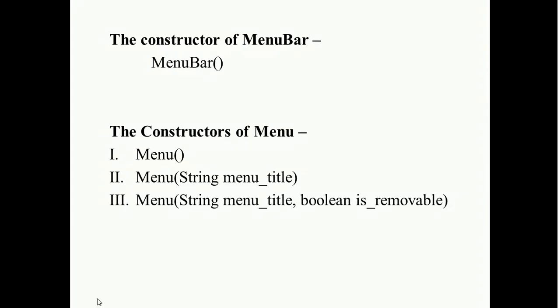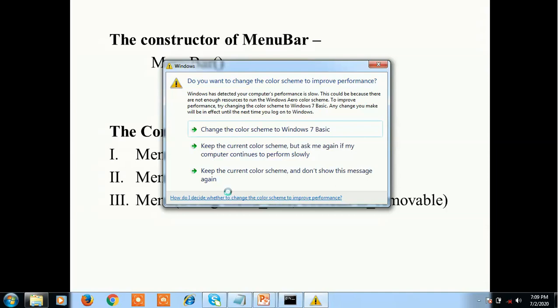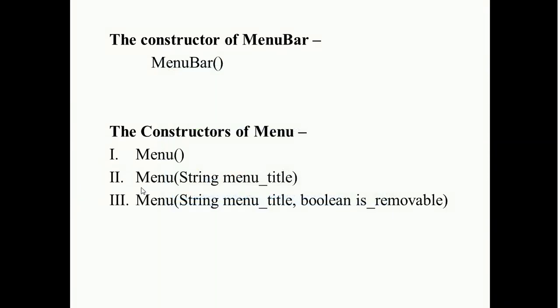Second constructor, menu, parameter is string menu title. The second constructor creates a menu with specified menu title on it. Means a specific title is there for the menu. This is the second constructor. And the third constructor has two parameters, that is string menu title and boolean is removable.